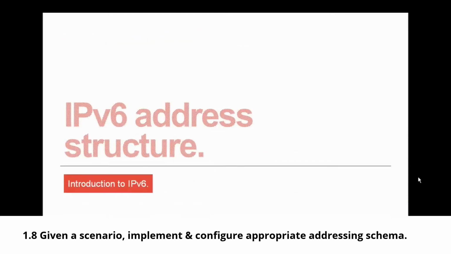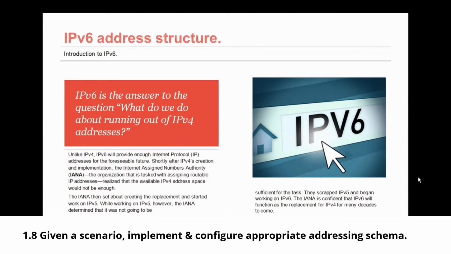I'm going to begin by talking about the IPv6 address structure. Now, IPv6 is the answer to the question of what do we do about running out of IPv4 addresses? Unlike IPv4, IPv6 will provide enough Internet Protocol, IP, addresses for the foreseeable future. Shortly after the creation of IPv4 and its implementation, the IANA, the organization that's tasked with assigning routable IP addresses, realized the available IPv4 address space would not be enough in very short order if nothing was done.